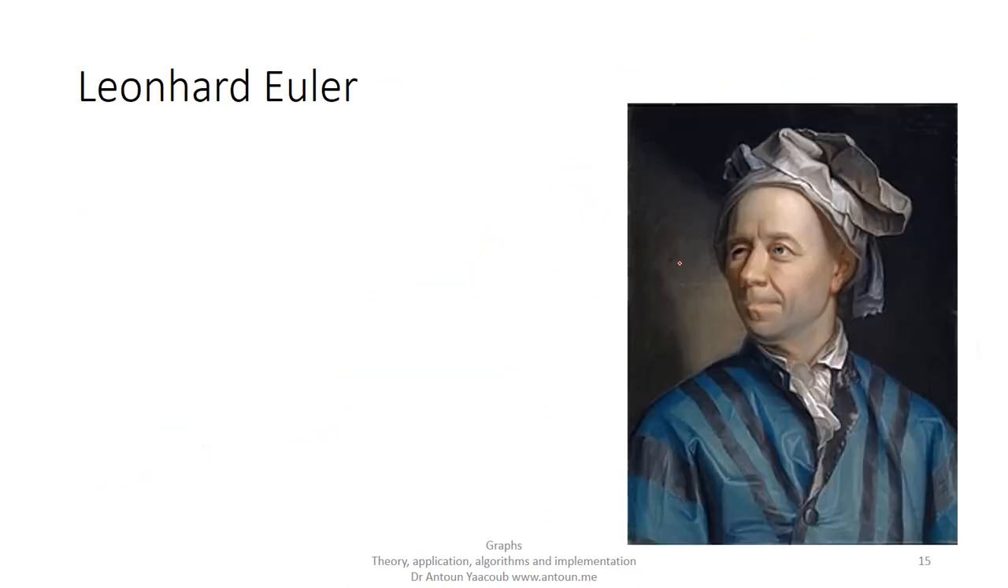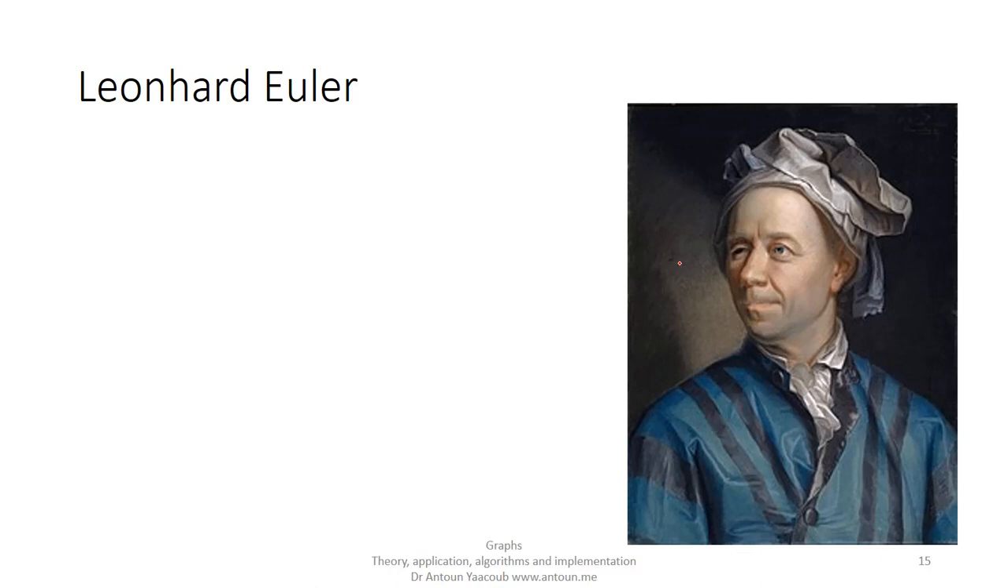I just want to talk about Leonhard Euler. Euler is a Swiss mathematician, born in 1707 and died in 1783. He's one of the most prolific mathematicians of all time, with more than 800 papers and books. And the remarkable thing is that he was totally blind when he produced most of those papers. His name is pronounced Euler.